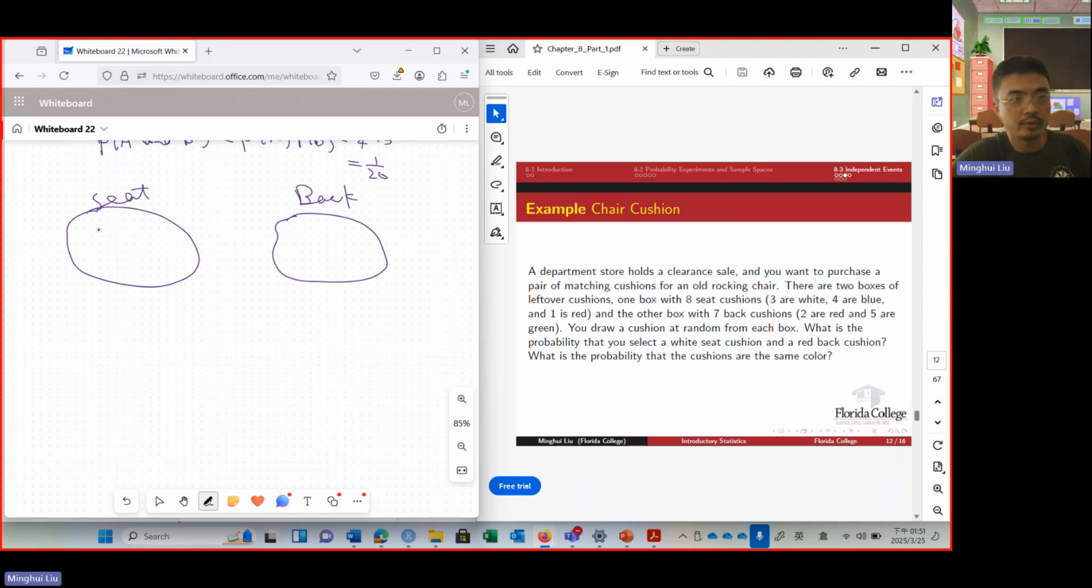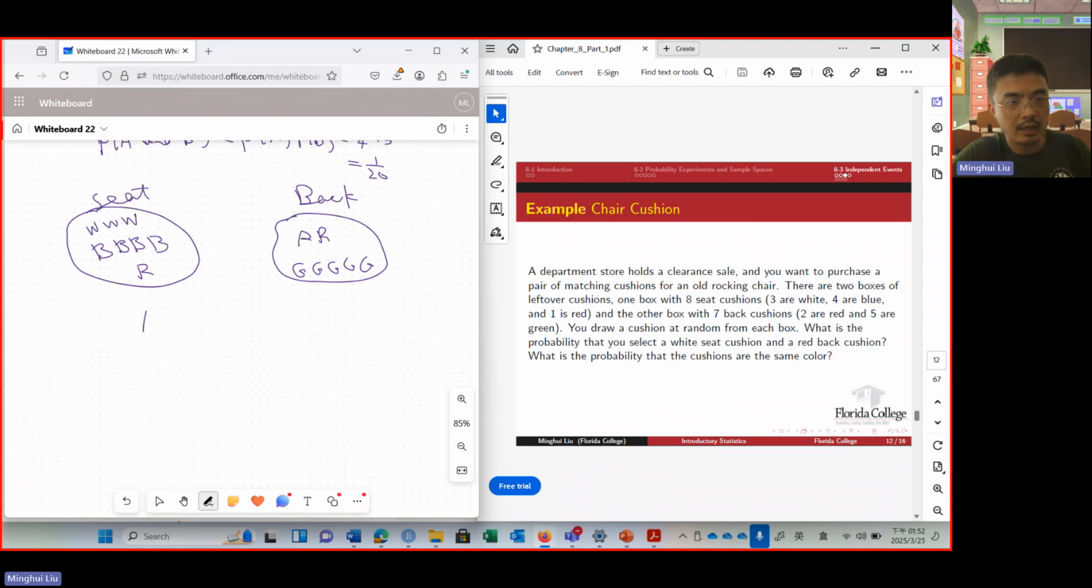In the seat cushions, there are 3 white ones, 4 blue ones, all mixed up, and 1 red one. For the other box, there are 2 red ones and also 5 green ones. Now we would like to draw a cushion at random from each box. Basically, close your eyes, mix them up, and just draw one. What is the probability that you select a white seat and a red back cushion?